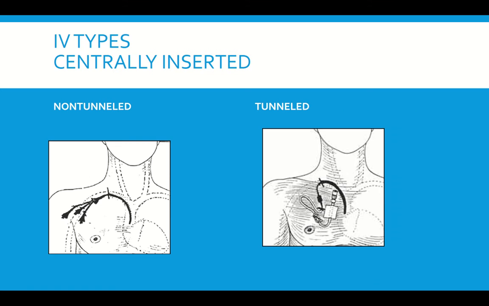Central lines come in non-tunneled and tunneled. Your non-tunneled are going to be your subclavian veins that are inserted straight into the subclavian vein, and then the tip goes into the superior vena cava.